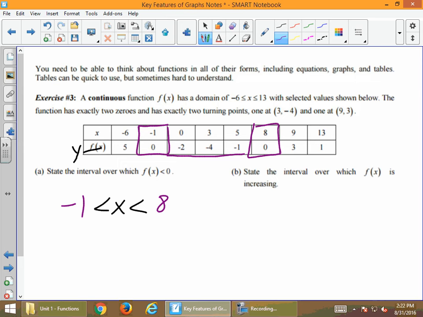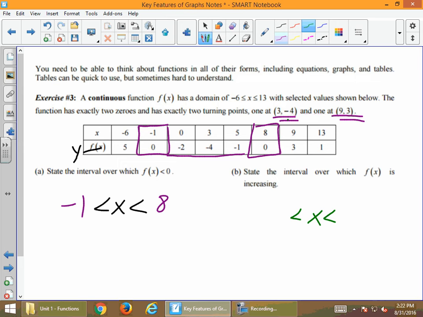And we state the interval over which f of x is increasing. Those turning points are going to help you out. If it's increasing, are we going from a low point to a high point or a high point to a low point? Low to high. Think about these turning points. Again, we're dealing with increasing or decreasing, so we always use this notation every time. If it says is it increasing or decreasing, that should be the first thing you write down. And then figure out what numbers go where.